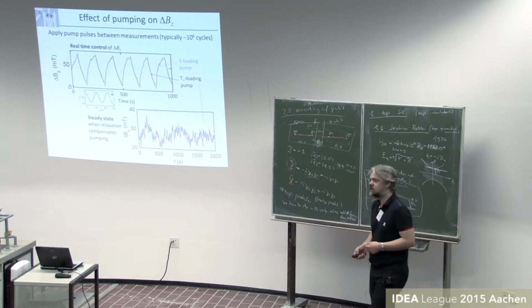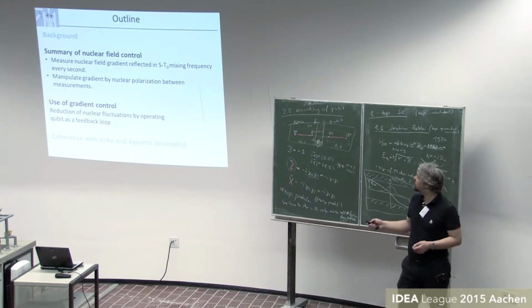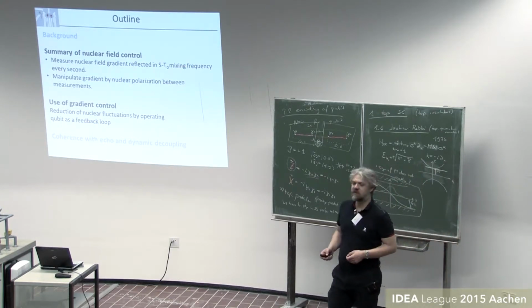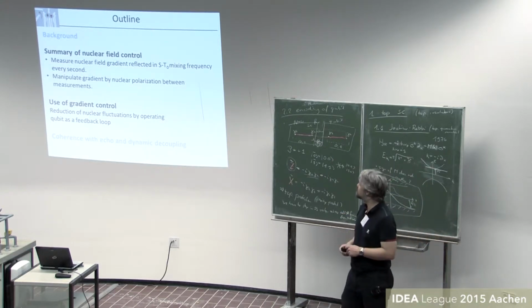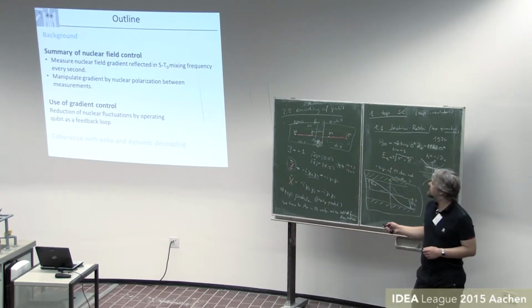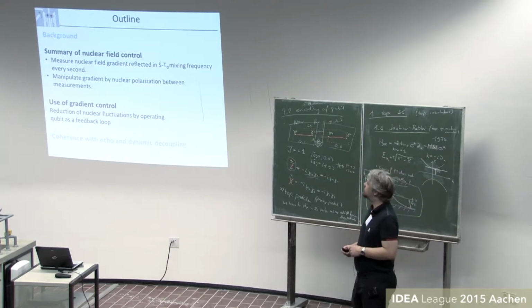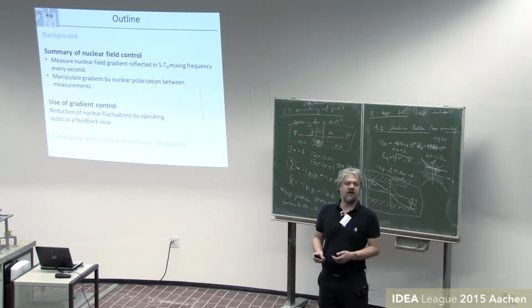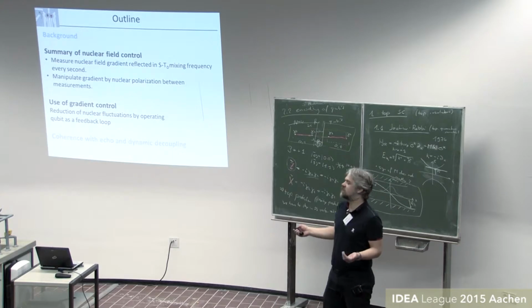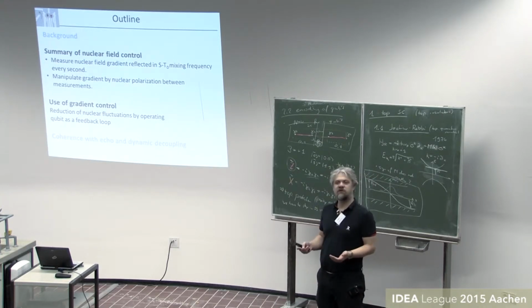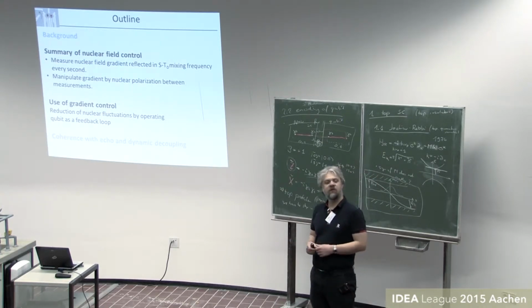So to summarize, on the one hand, we can measure the instantaneous value of the field gradient. Here I say every second, but it can actually be done in much less than a millisecond. I'll say something about that with ongoing progress. And we can also manipulate the nuclear polarization between the measurements and thus steer it to essentially any value we like. So what can we do with that? This gives us enough control to reduce the fluctuations and extend the coherence of the qubit.